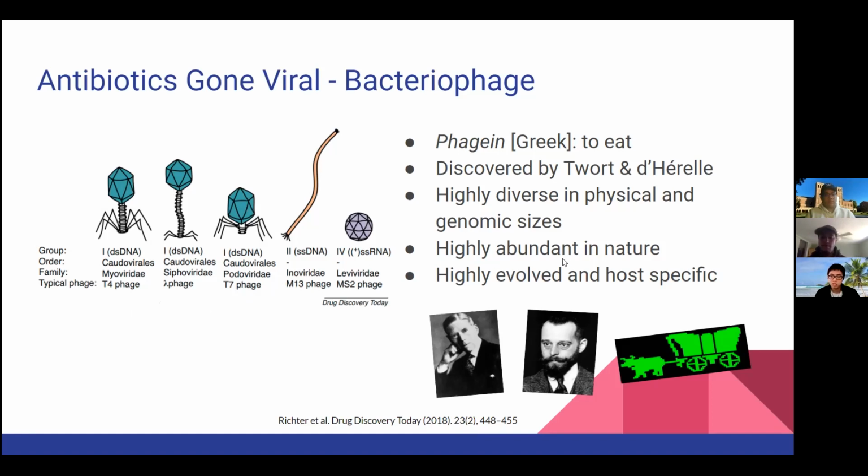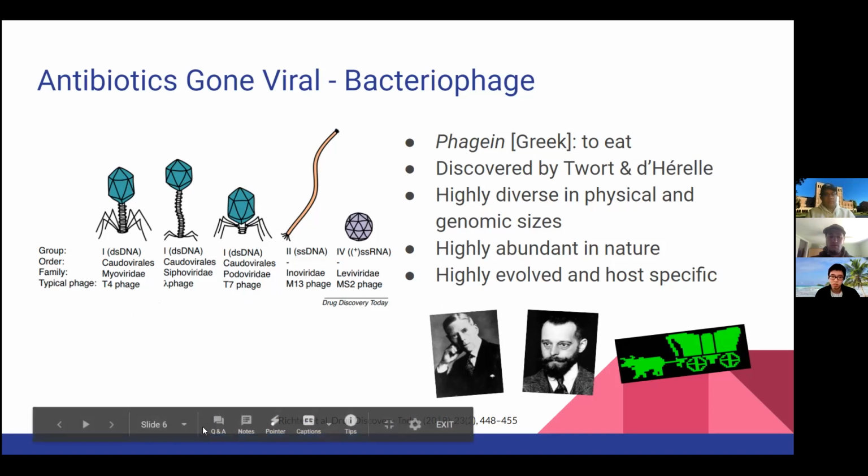Bacteriophages are very abundant in nature. They are found anywhere there's bacteria. And so therefore, they are highly evolved and very host specific, and even in some cases, strain specific.